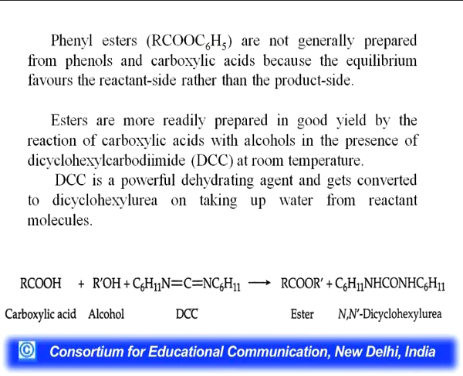Phenyl esters are not generally prepared from phenols and carboxylic acid because equilibrium favors the reactant side rather than the product side. Esters are more readily prepared in good yield by the reaction of carboxylic acid with alcohol in the presence of DCC. What is DCC? Dicyclohexyl carbodiimide. DCC is a powerful dehydrating agent and gets converted to dicyclohexyl urea on taking up water from reactant molecules, and you can see how DCC reacts with carboxylic acid and alcohol to produce N,N-dicyclohexyl urea.